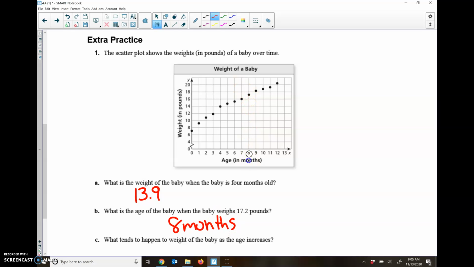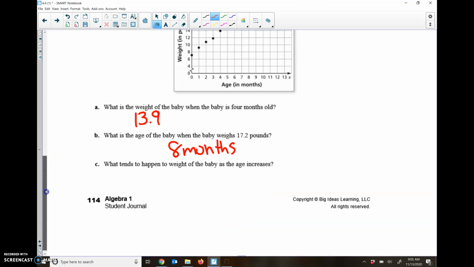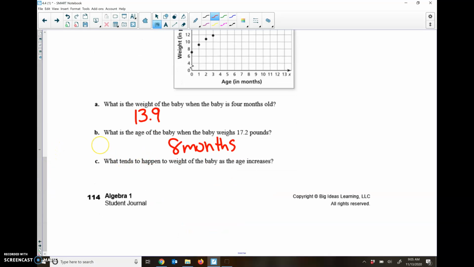And then here, what tends to happen to the weight of the baby as the age increases? As the baby's getting older, the weight also will increase. So this would be a positive correlation. The age goes up and the weight goes up. So that is a positive correlation. Both things are going up.